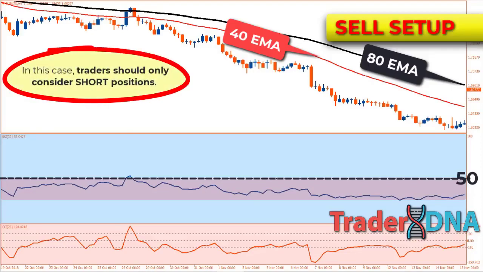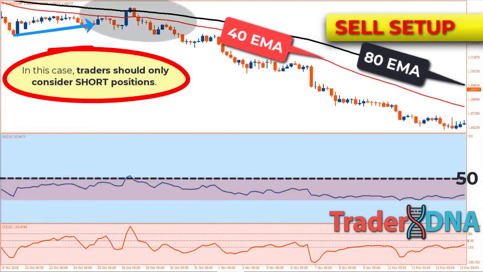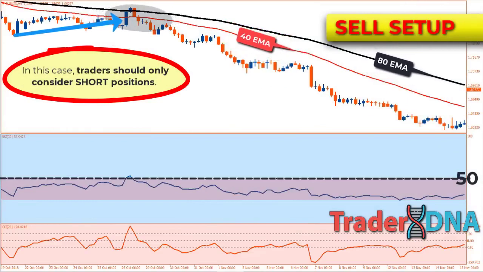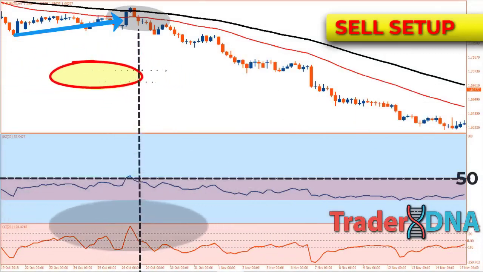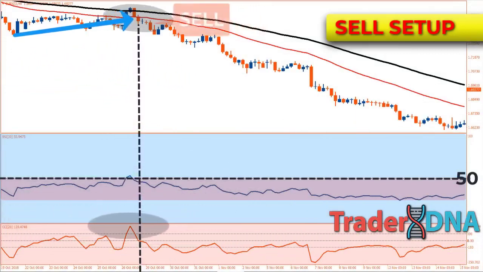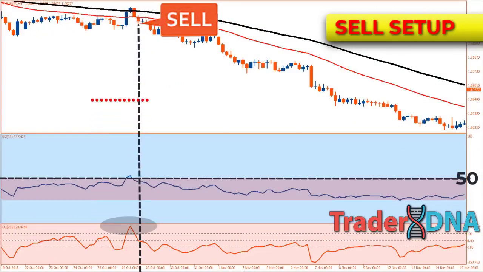In this case, traders should only consider short positions. A signal to enter short positions will happen when: first, price moves up to the 80-period and 40-period EMA zone, traders can use this as a signal that price might stop or retrace at that point. Second, the 20-period CCI indicator crosses the +100 mark from above. A stop loss can be placed a few pips above the swing high.